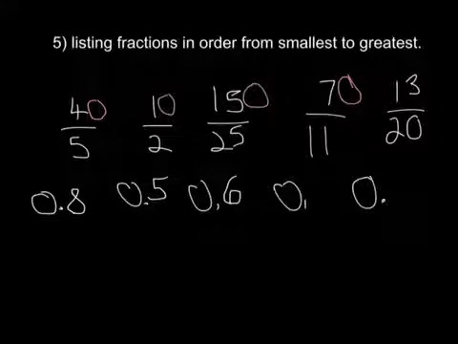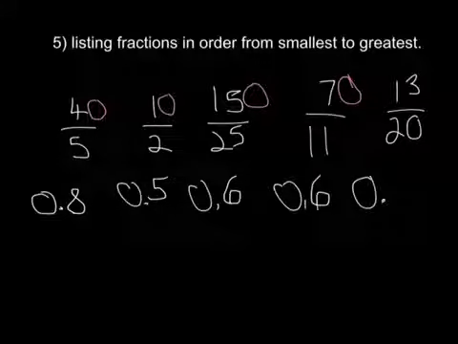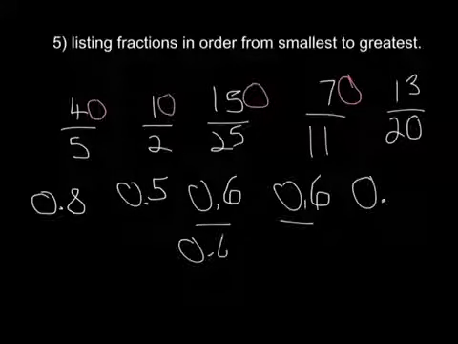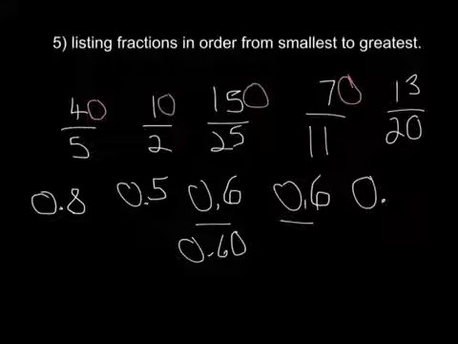Because how many 11s do you have in 77? Well, if you put 6, that's true. 6 times 11, okay, is 66. There's your first. So these two, you have to differentiate between those two. You know that this is 0.60. There's nothing after that. So that's 60.